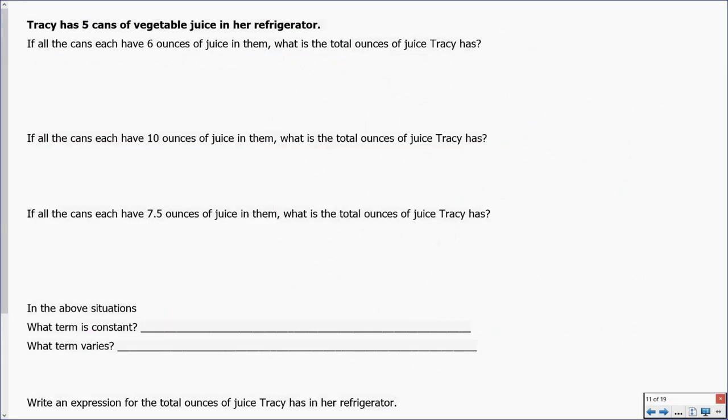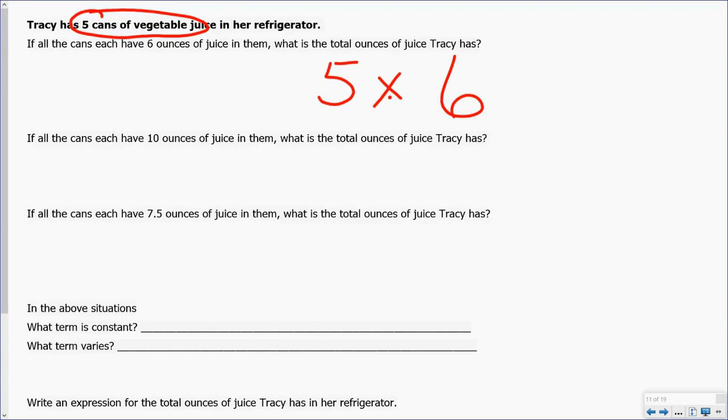Let's take a look here at another situation. Tracy has 5 cans of vegetable juice in her refrigerator. Okay, so we have 5 cans of vegetable juice. If all the cans each have 6 ounces of juice in them, what is the total ounces of juice Tracy has? Well, if I have 5 cans and each of them have 6 ounces of juice in them, I want 5 groups of 6. And groups of is represented by multiplication. So I'm going to take 5 times 6 to get my total ounces.